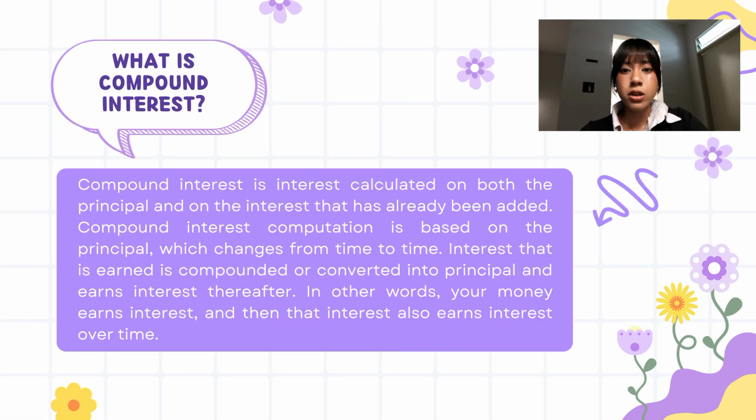To start this, what is compound interest? Compound interest is interest calculated on both the principal and on the interest that has already been added. Compound interest computation is based on the principal, which changes from time to time. Interest that is earned is compounded, or converted into principal, and earns interest thereafter. In other words, your money earns interest, and then that interest also earns interest over time.